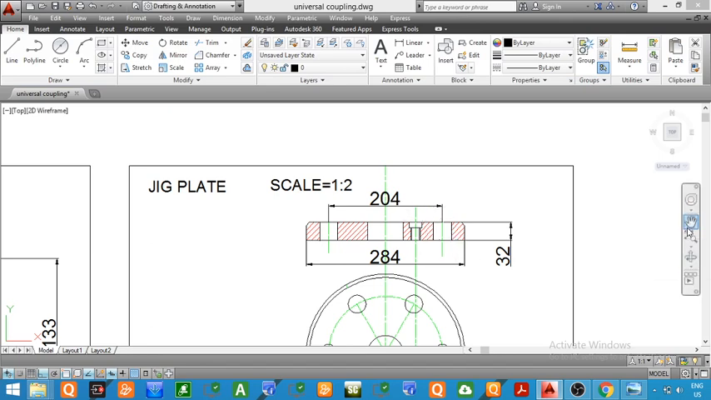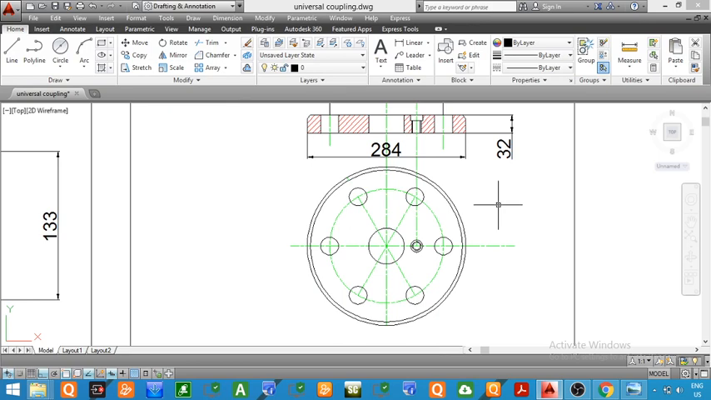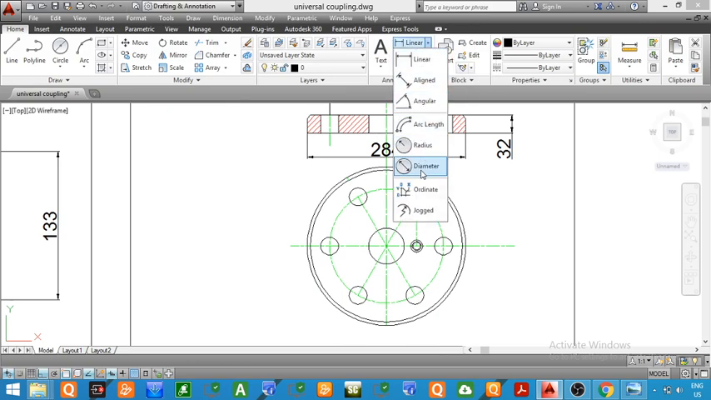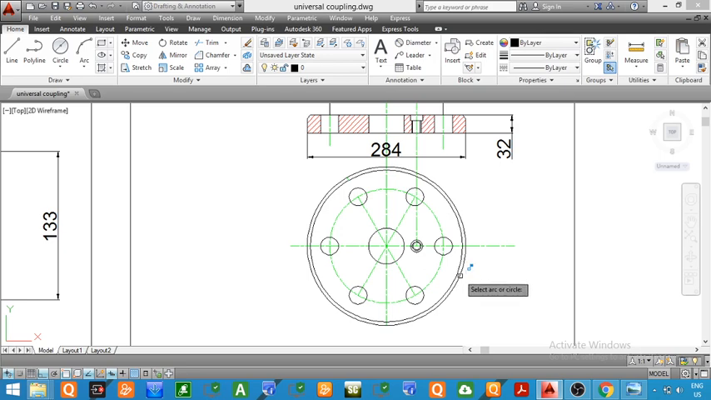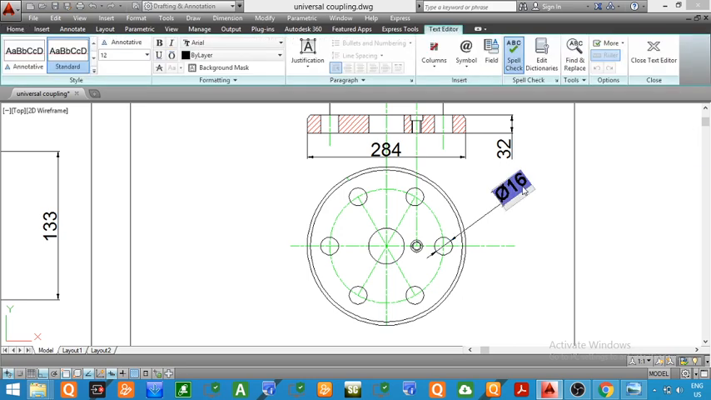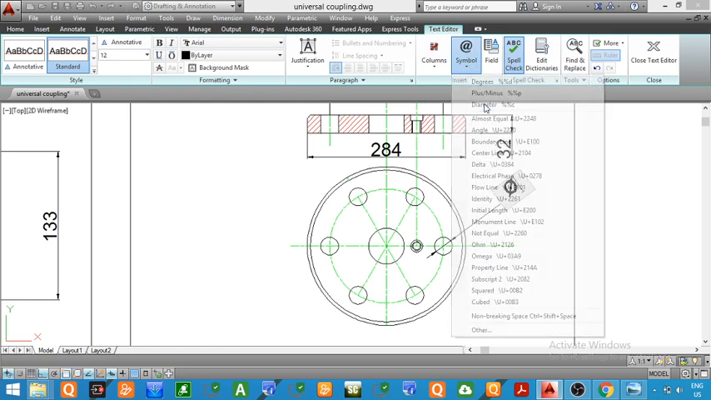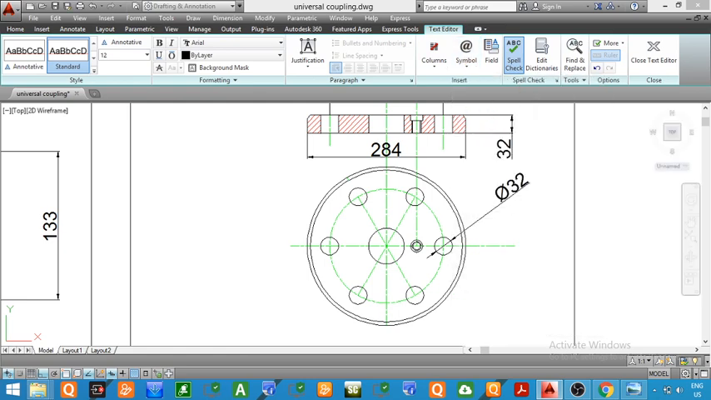Now we will give the diameters of the holes in the top view. So the diameter of this outer circle is equal to 284, which is already given in the front view. Now we will give the diameter of these holes. The actual diameter of this hole was equal to 32, but due to reduced scale we have taken 16, but while writing here we will take it as 32 only. So we have to write here diameter as 32. So symbol diameter phi 32.